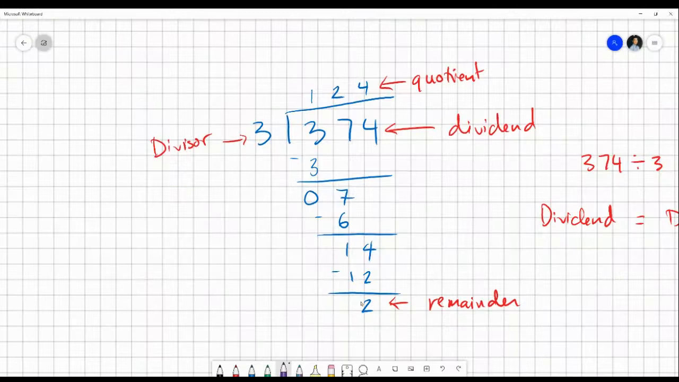3 goes into 7 how many times? 2 times, so we take 2 times 3 is 6, so 7 minus 6 is 1. Bring down the next number. 3 goes into 14 4 times, that's 12, so 14 minus 12 is 2.